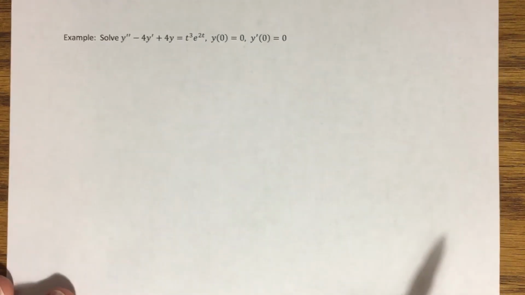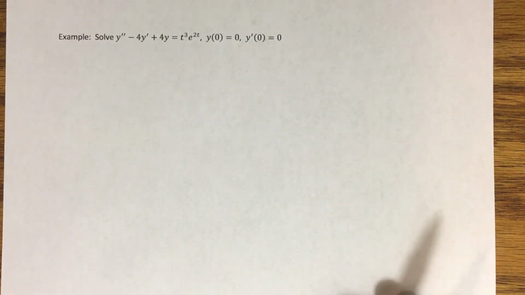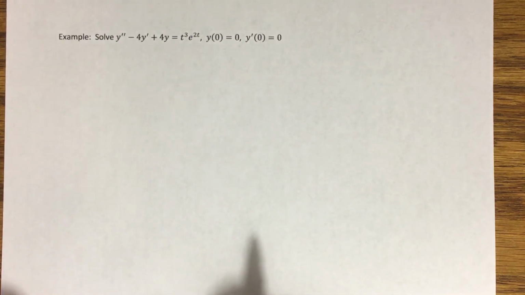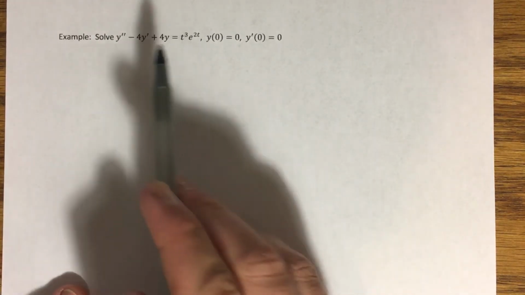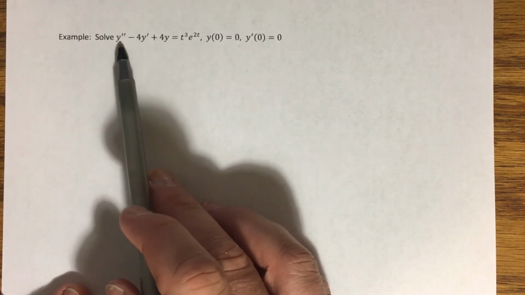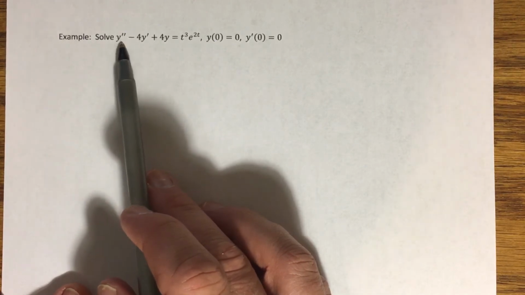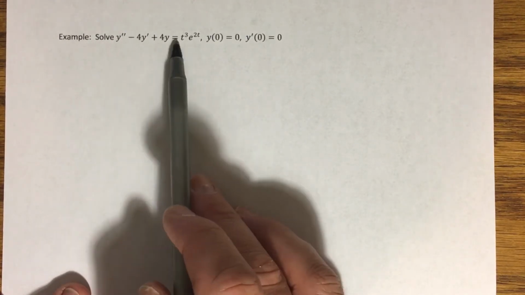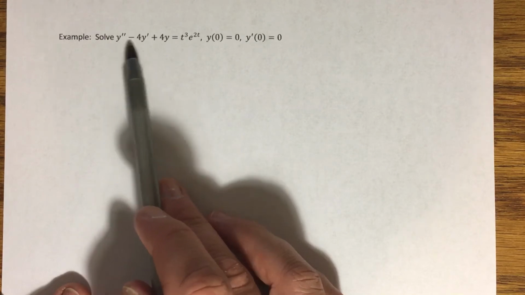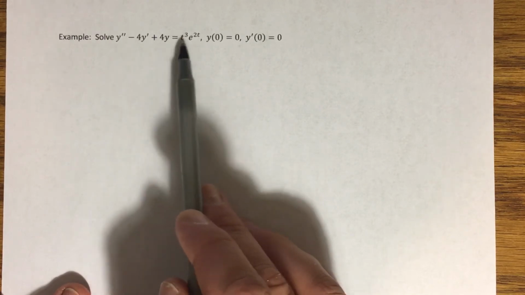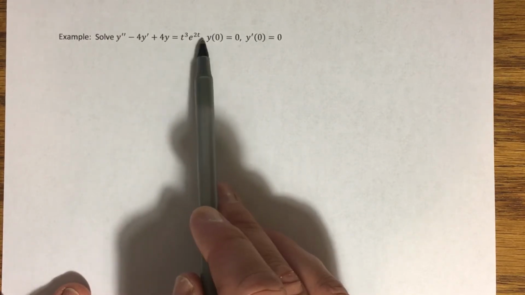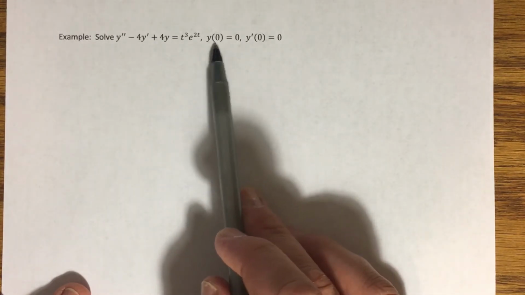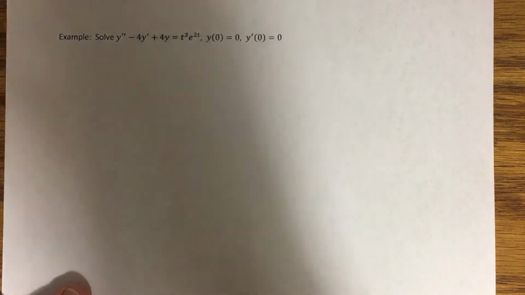Let's use this idea, this property, to solve an actual differential equation now. So I'm going to try and solve this IVP here. It's the second order, y double prime minus 4y prime plus 4y equals t cubed e to the 2t. And my initial conditions are y of 0 equals 0, y prime of 0 equals 0.